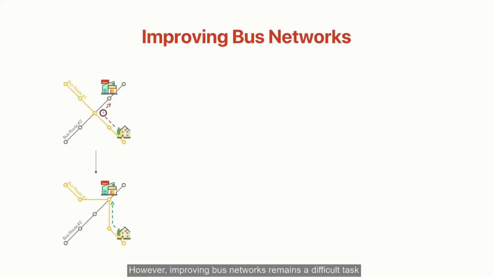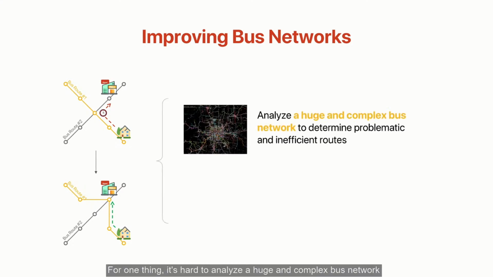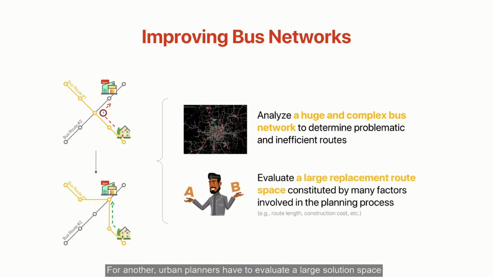However, improving bus networks remains a difficult task. For one thing, it's hard to analyze the huge and complex bus network to determine which route should be improved. For another, urban planners have to evaluate a large solution space to find the best replacement routes.